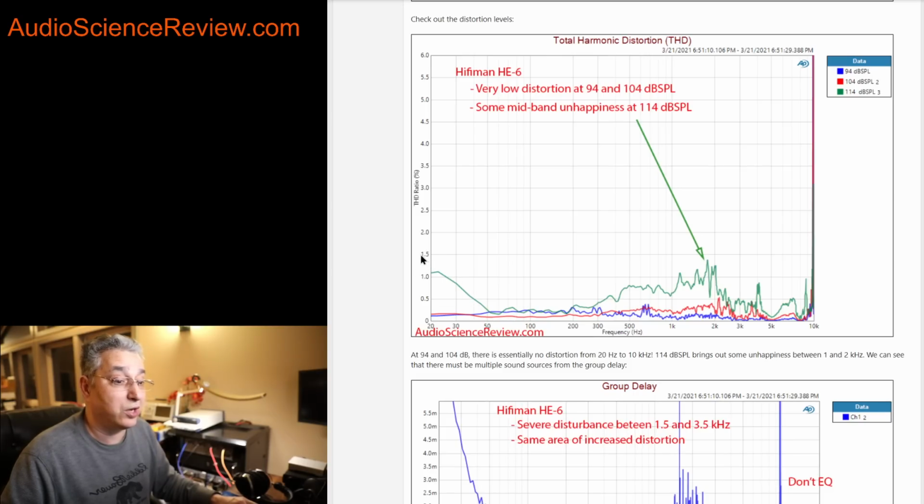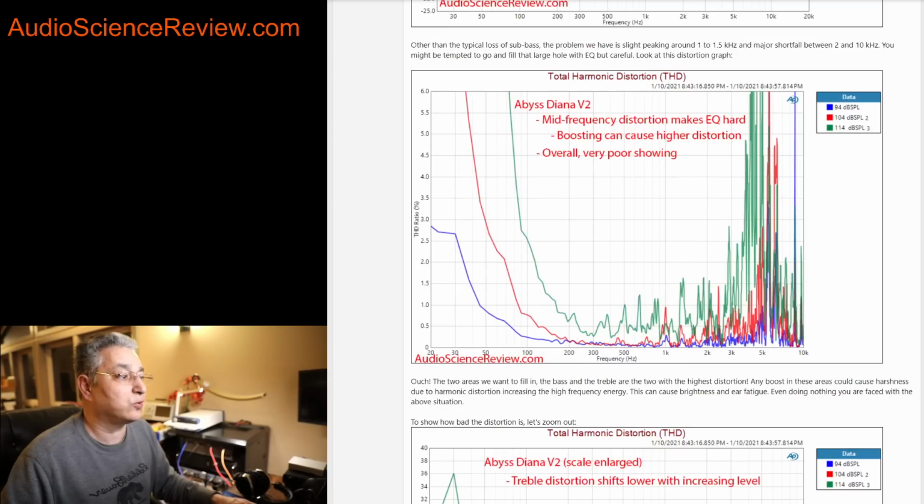Normally headphones go nuts in bass frequencies. This headphone is like cruising in bass frequencies. Even at 114 dB, which is very loud, it only has this 1% distortion at 20 hertz. It's incredibly good. Let me switch you to another headphone that is 3 times this price, 2 times this price.